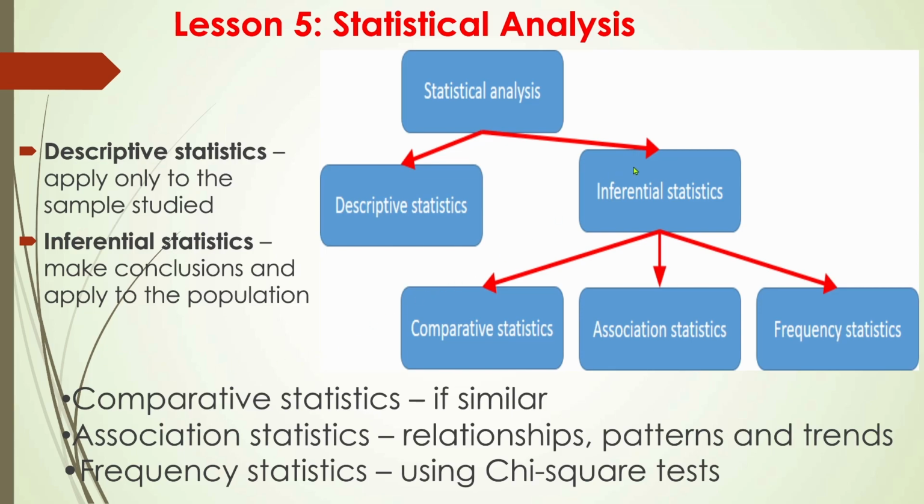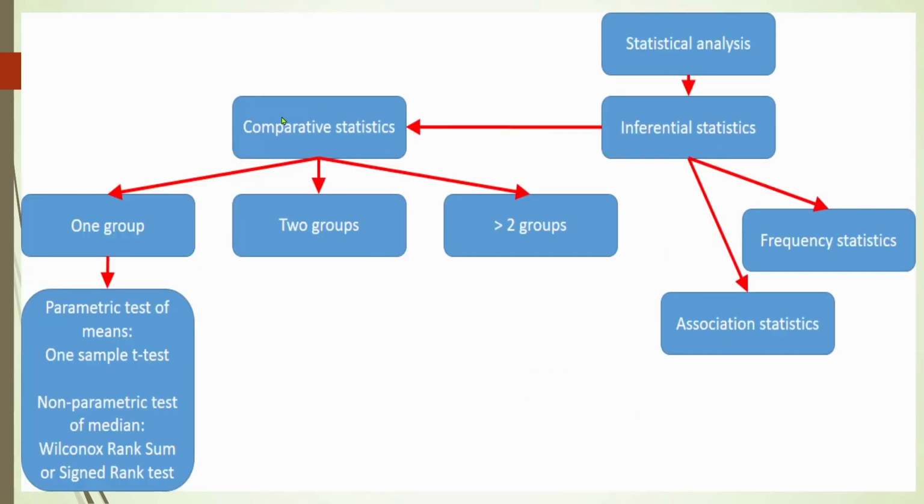In inferential statistics, we will cover comparative statistics that test means for similarity, association statistics to look for relationships, patterns, and trends, and also frequency statistics, where we will focus mostly on using chi-square tests for association and goodness of fit tests. In comparative statistics, we can compare the means of one group, two groups, and more than two groups.